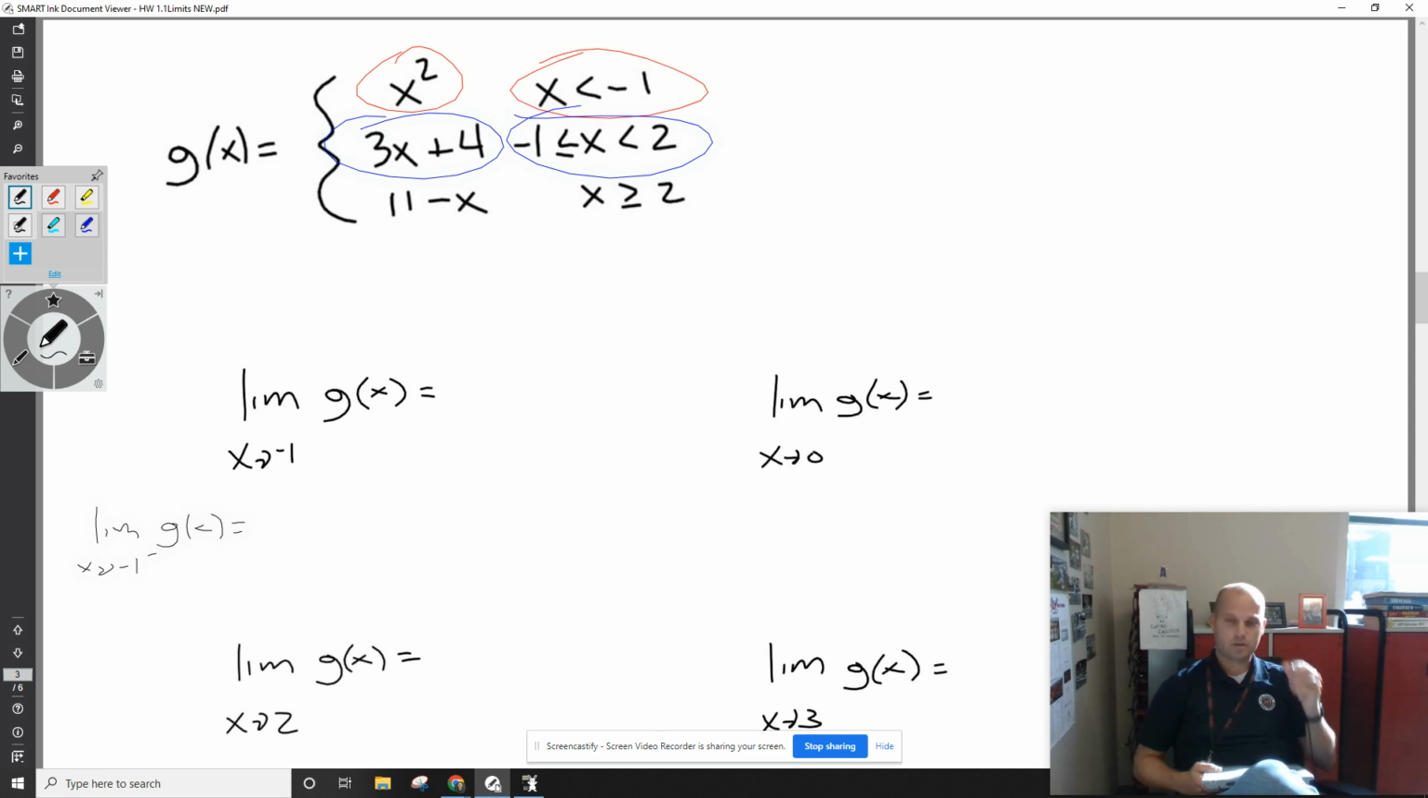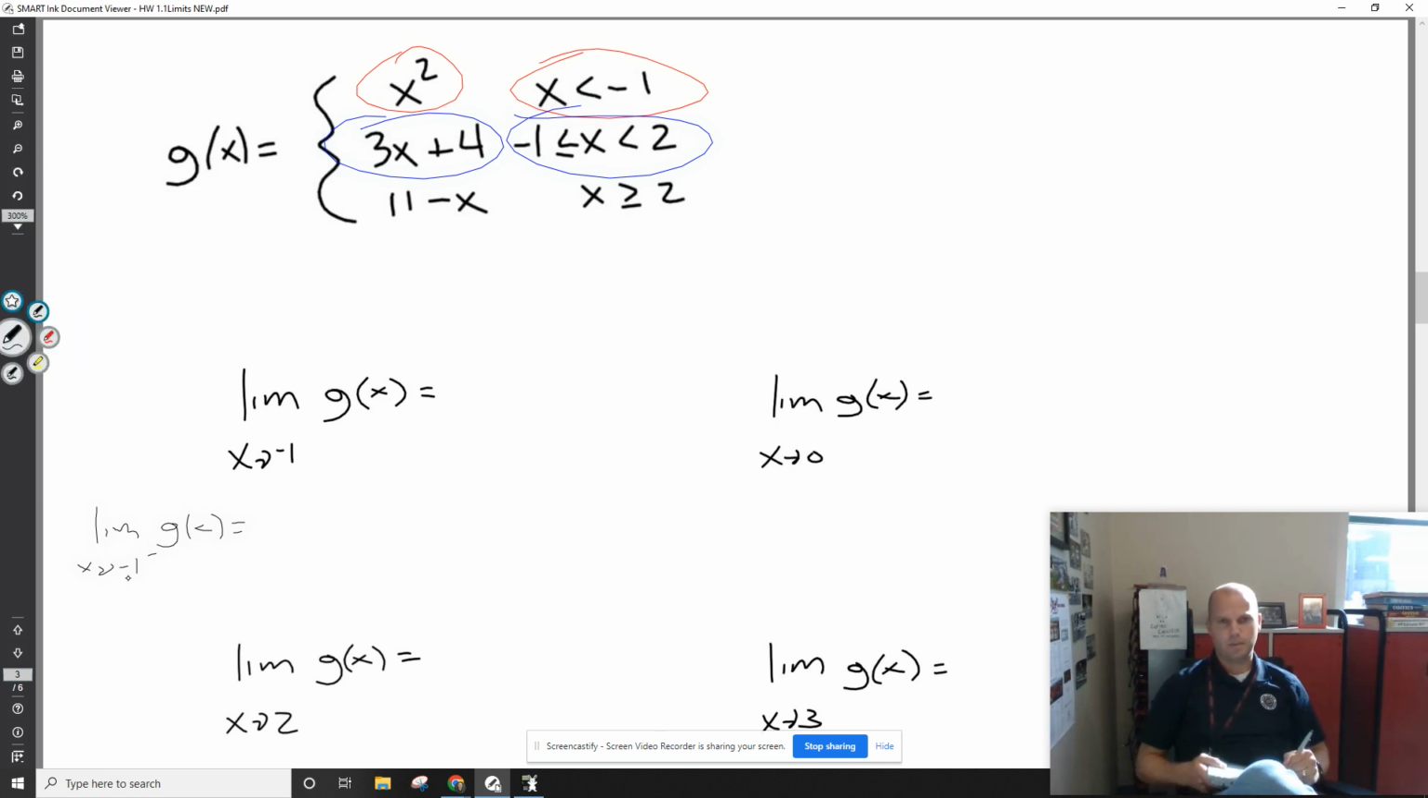You don't have to show this if you don't want to, but you do need to check the left-hand limit and the right-hand limit. If I plugged in -1.00001 to the left, I'm plugging it into that. If I plug it into that, it's essentially like plugging in -1. -1 squared is 1. Okay, cool.